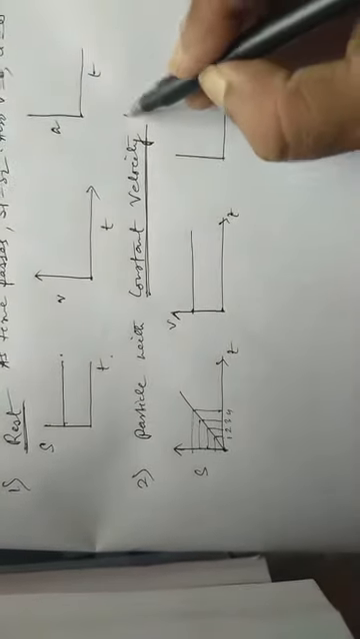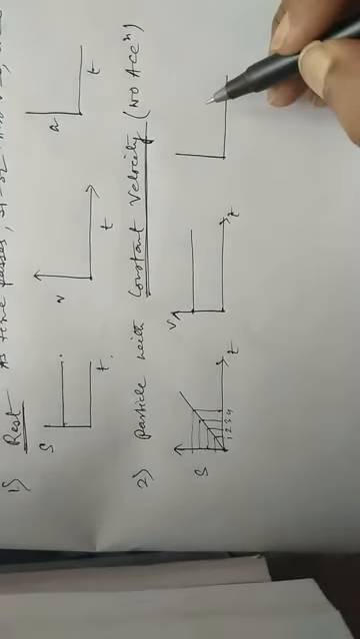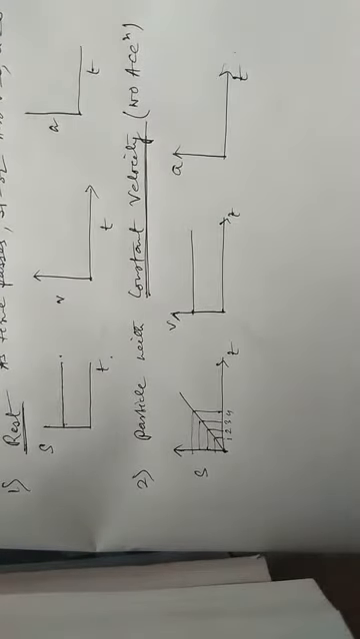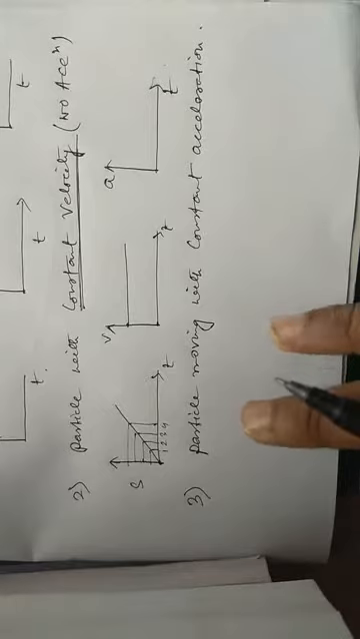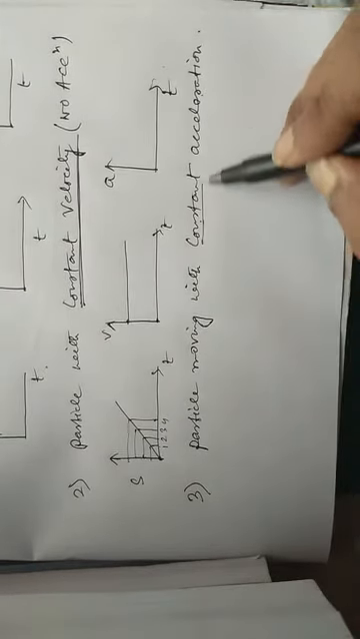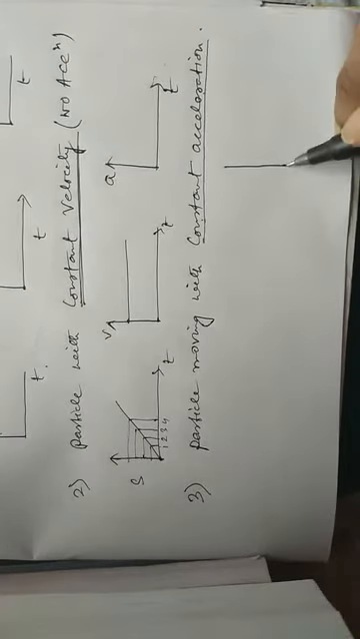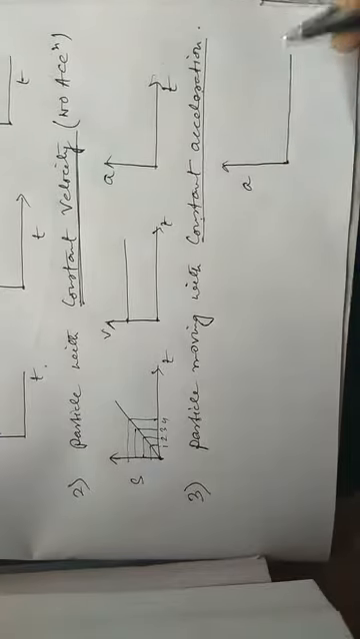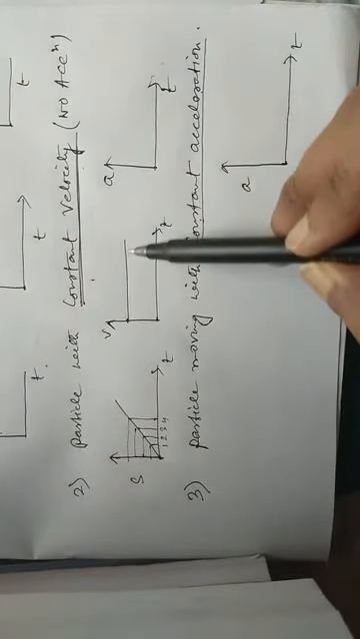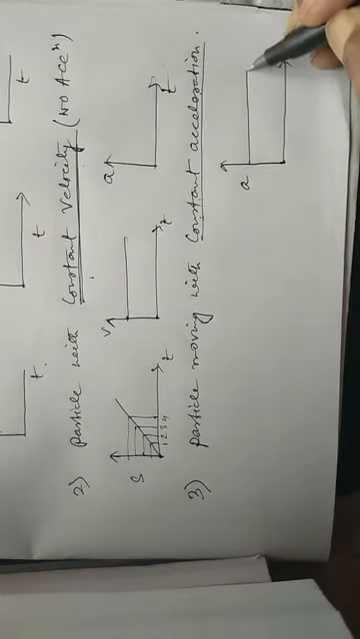Constant velocity means no acceleration. So this graph will remain blank. A versus T will remain blank. Now, particle moving with constant acceleration. Here we have to draw the acceleration graph at first, because if the constant velocity graph is like this, therefore the constant acceleration graph will be similar to it.